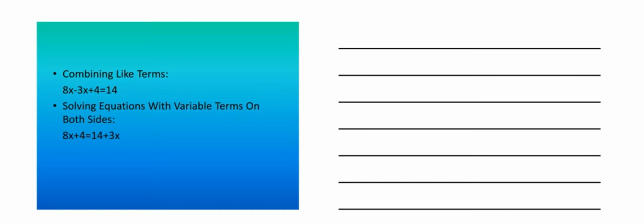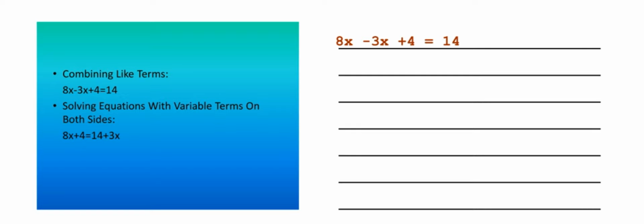Combining like terms. So 8x minus 3x plus 4 equals 14. Let's try that. Notice I separated them a little so we can tell them apart. We can tell that on the left side we have three terms.